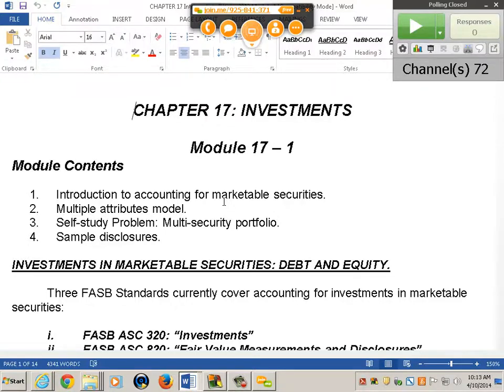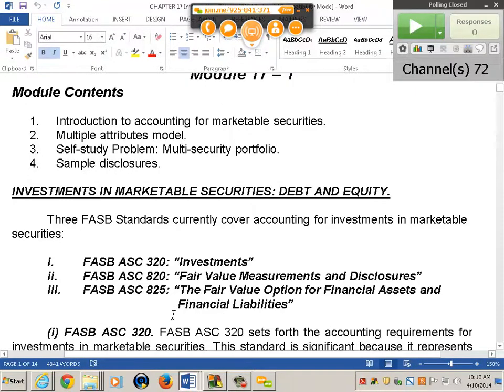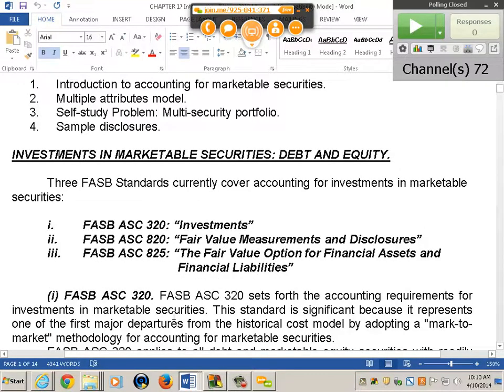It's a multi-security portfolio, and then we'll look at some sample disclosures. Now, we know we're in trouble right away when you look at this. You've got three standards in effect right now to account for the same thing. So it means that pieces of each standard are still in effect. Other pieces have been superseded.